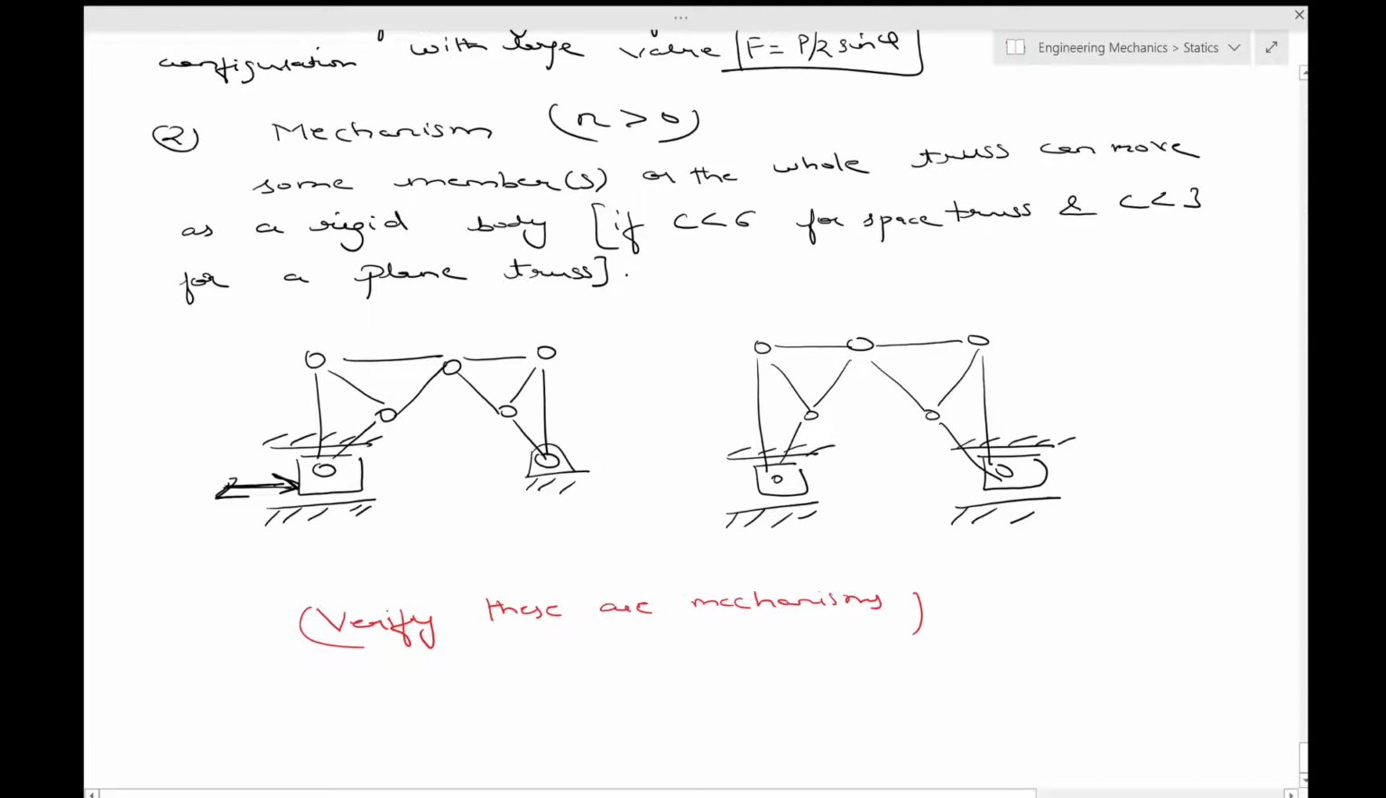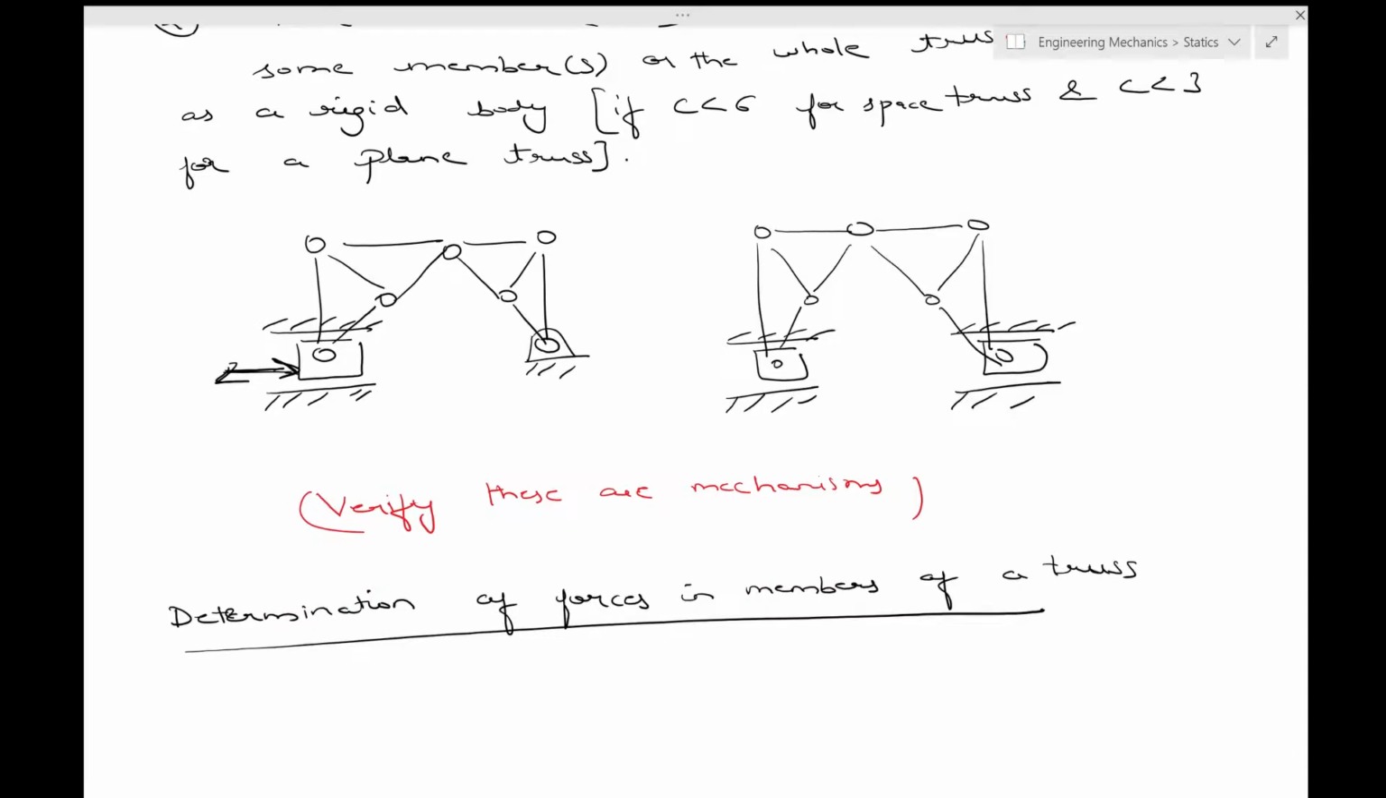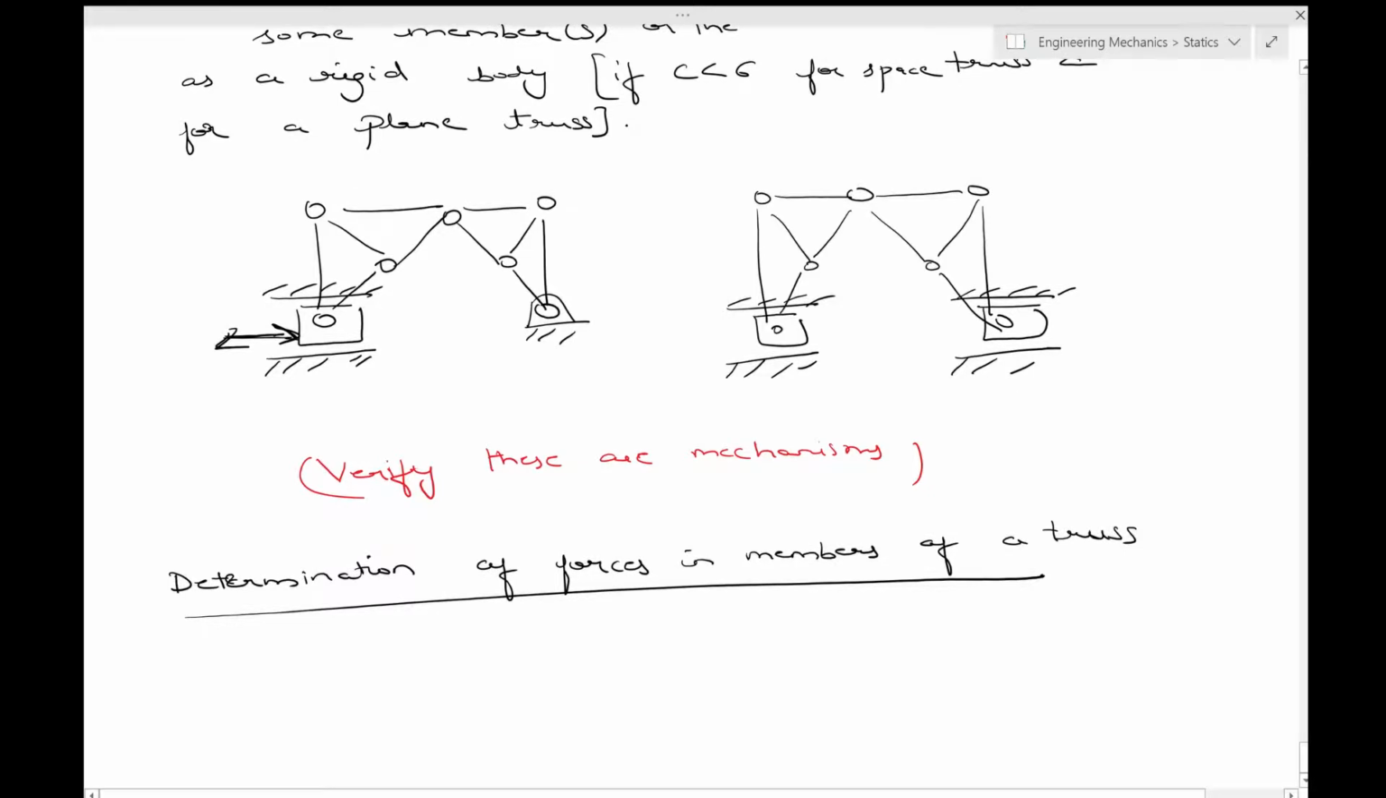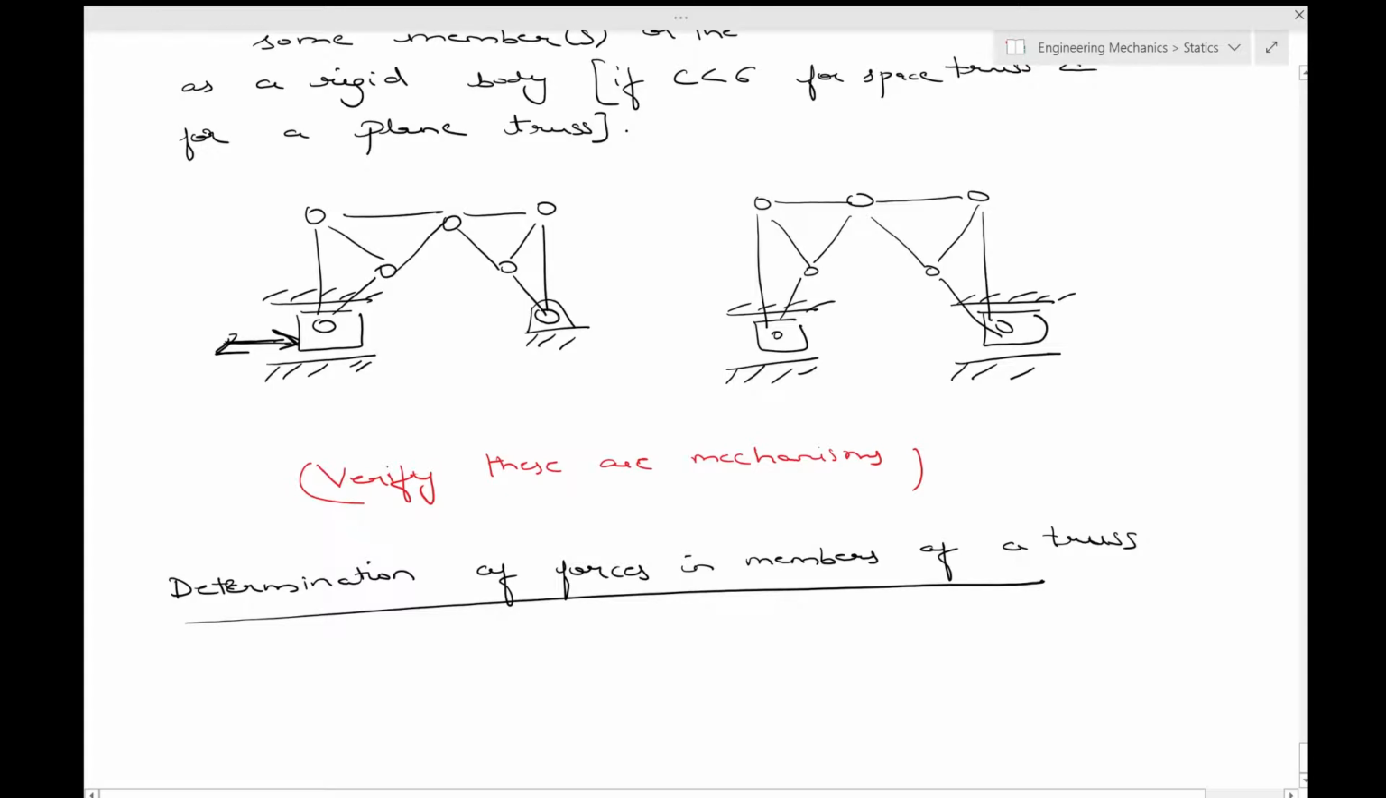Next we have to learn how to find forces in members and joints. When it comes to our task of finding the forces in the members of a truss, there are two methods to go about it, and we'll be discussing both of them. We have the so-called method 1, which is the method of joints.